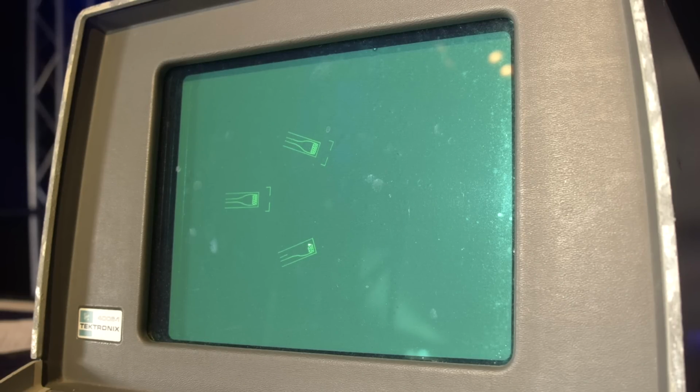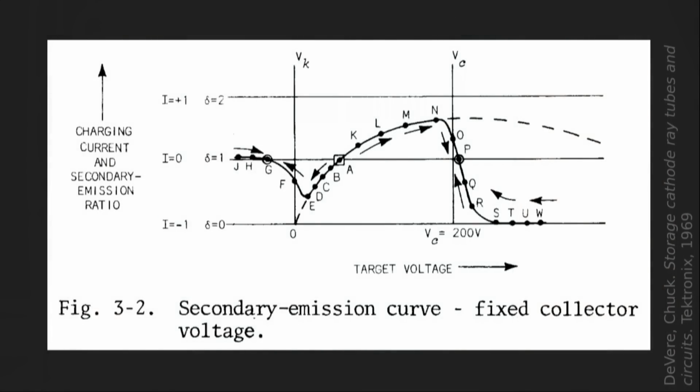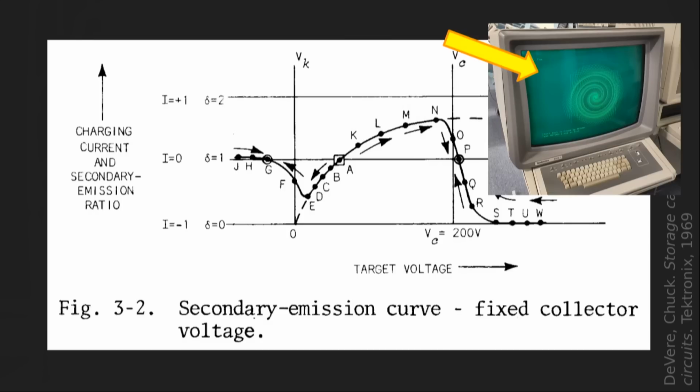But it's this curve which is the real TLDR. If you understand this plot, you'll understand the physical reason for why the screen stores images. It all has to do with what goes on the faceplate of the tube, which, to a first approximation, is a big sheet of glass with a phosphor coating on the inside. And that is basically a big insulator.